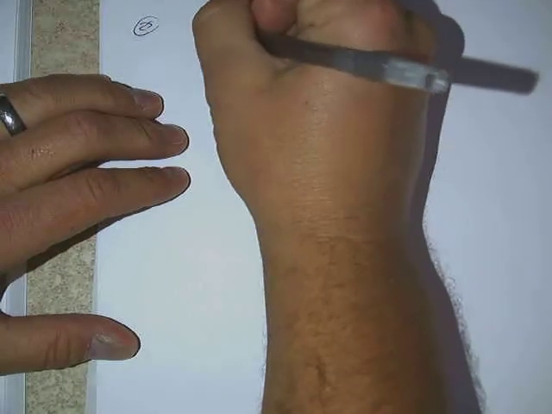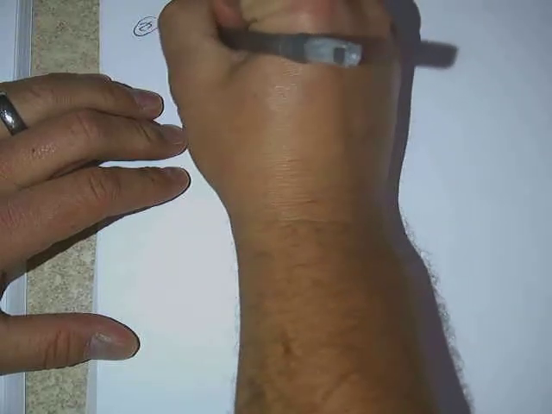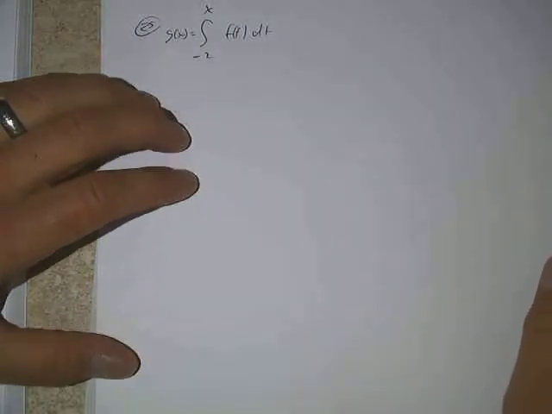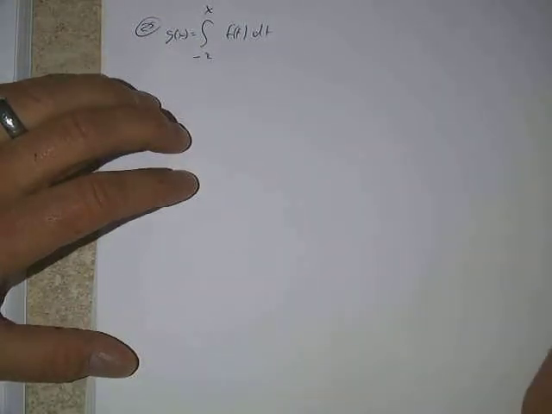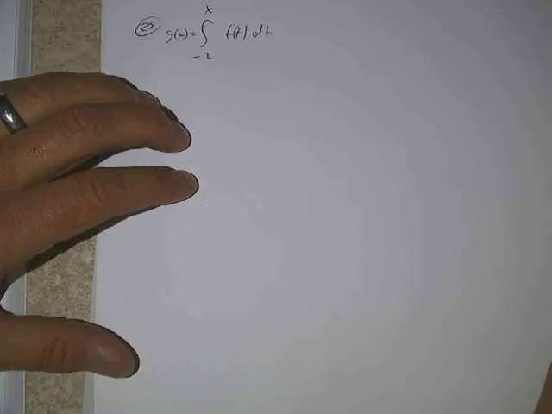What else? 25. For 25, we have another graph given. It says the graph is a differentiable function f as shown above. The graph of g is defined. So again, we have another area function here. We're going from -2, and this is our g function, the integral of f of t dt.